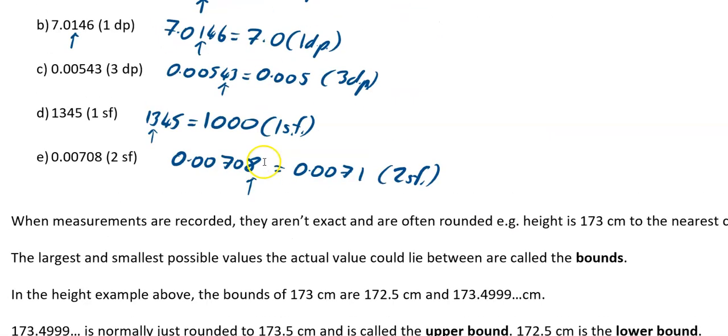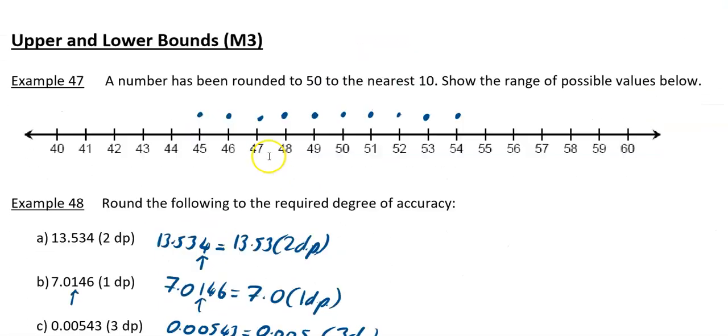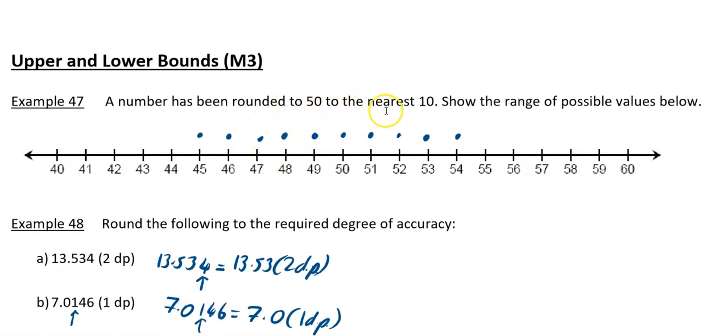So if we go back up top to this first example we had today, it said 50 is rounded to the nearest 10. So really, if this was a continuous thing, you would say that the lower bound could be 45, because that would be rounded up to 50.